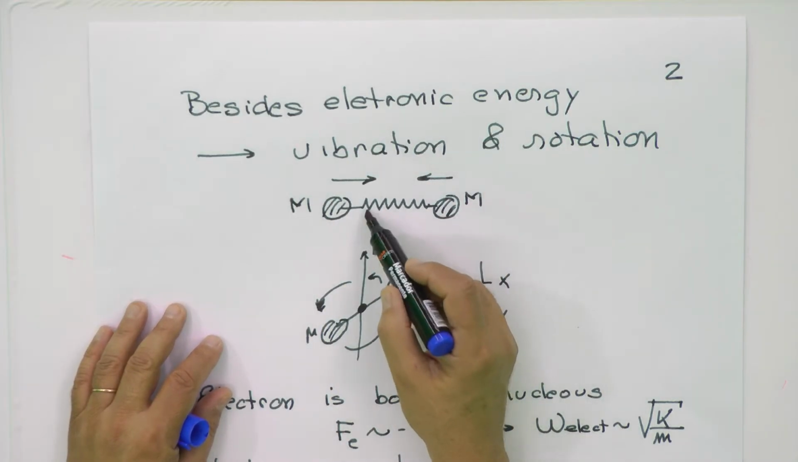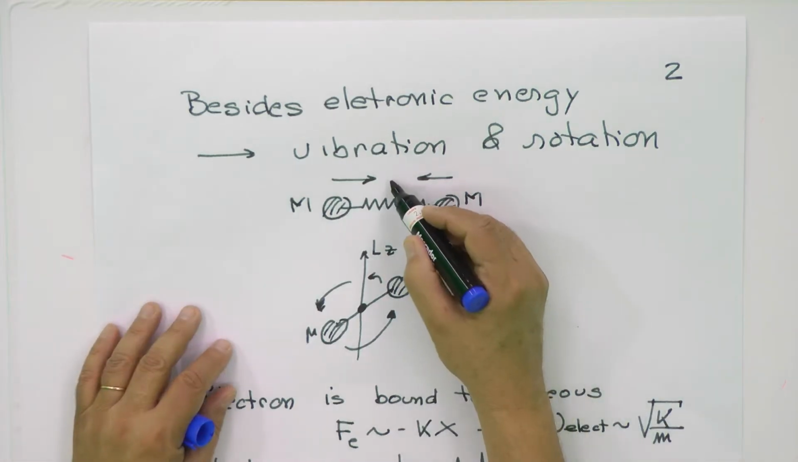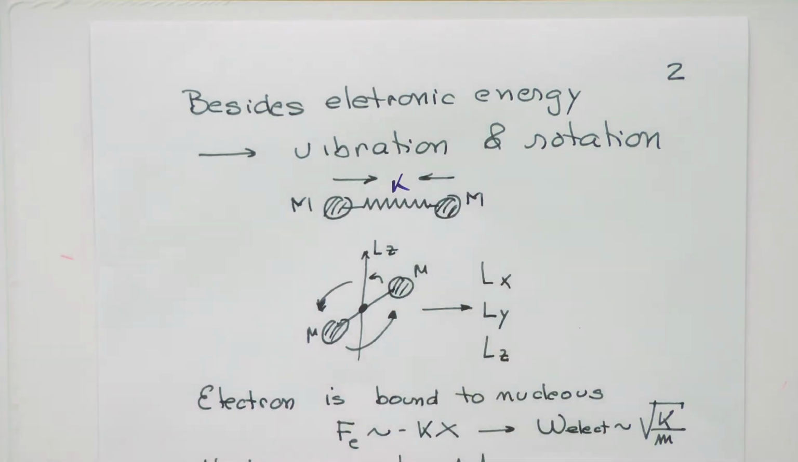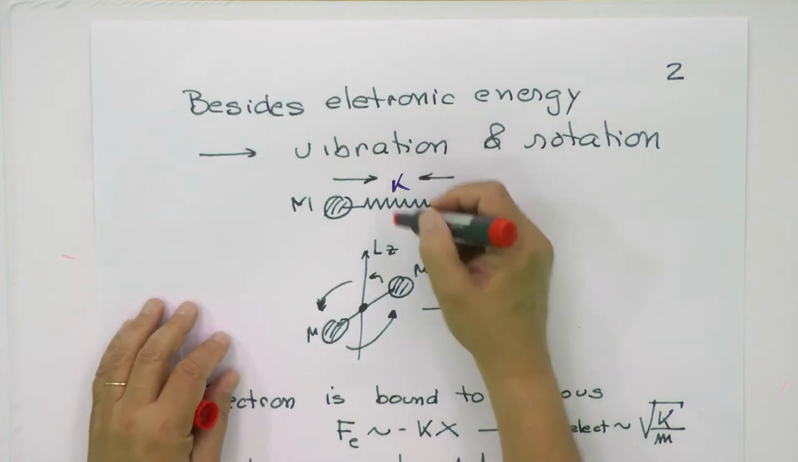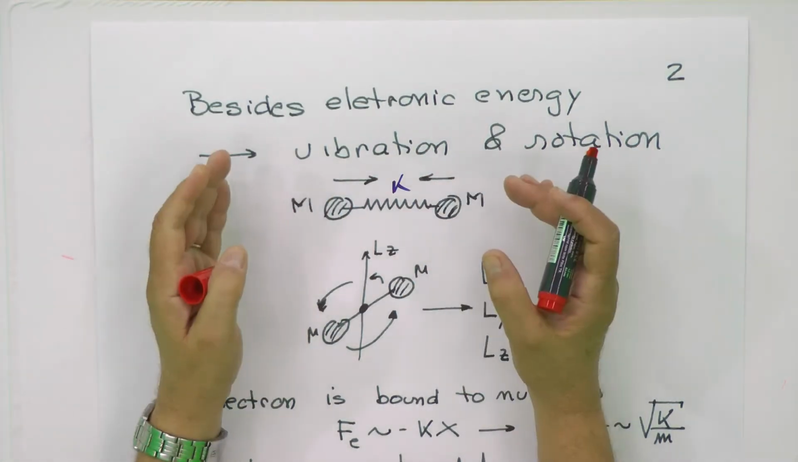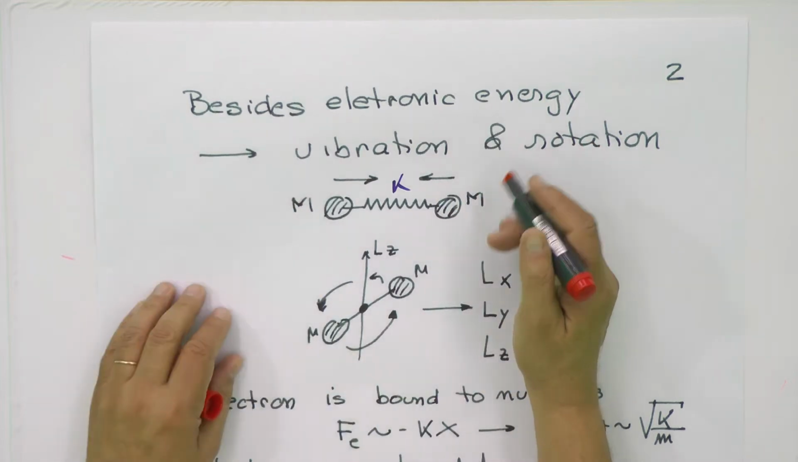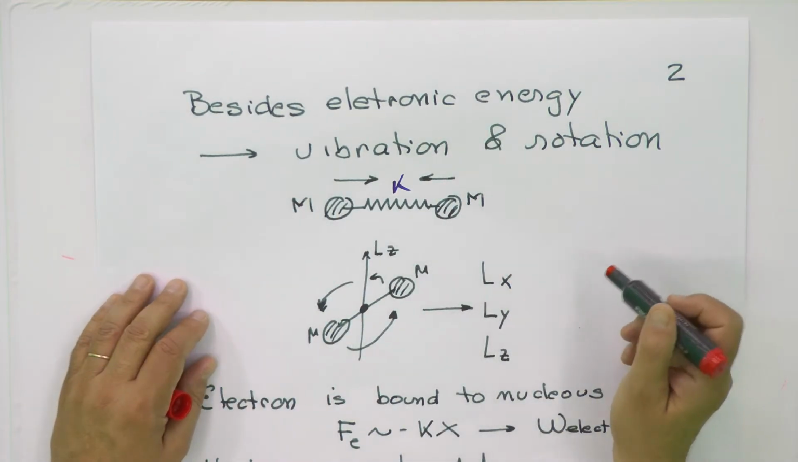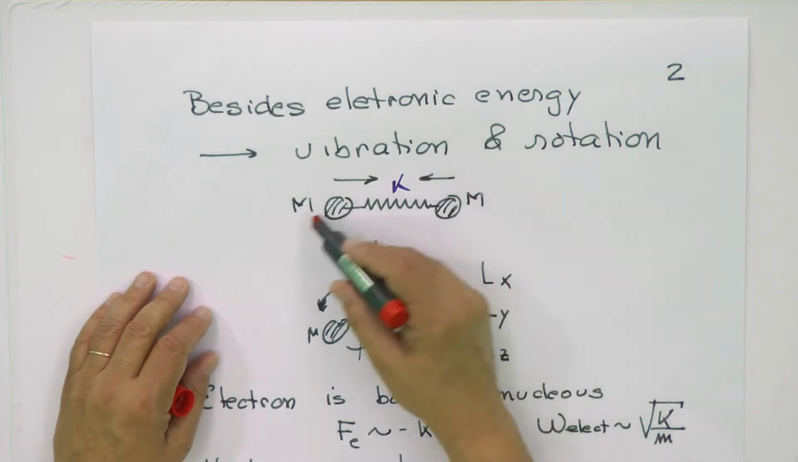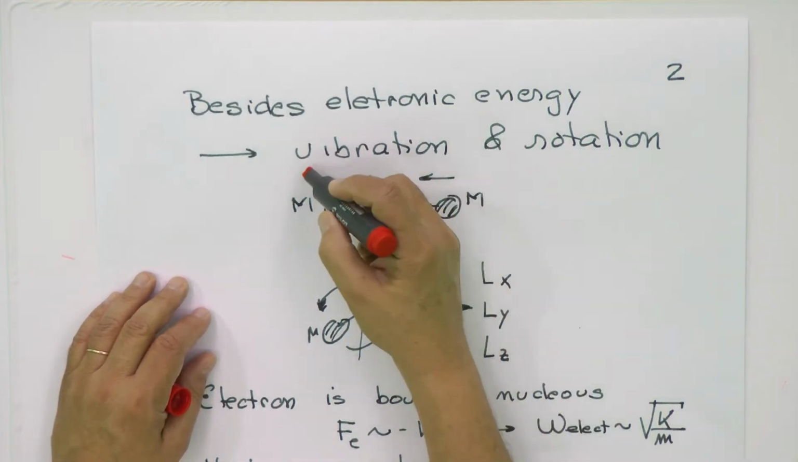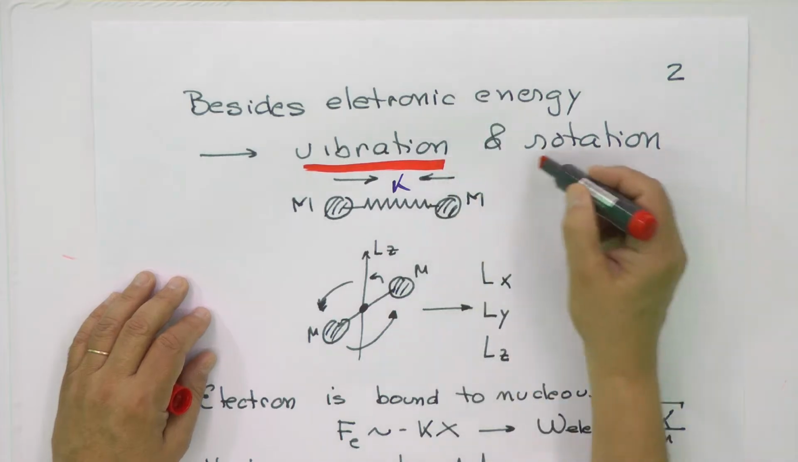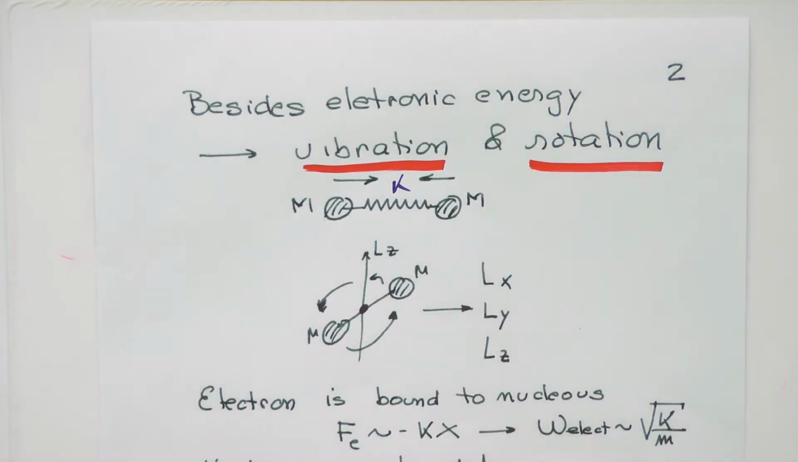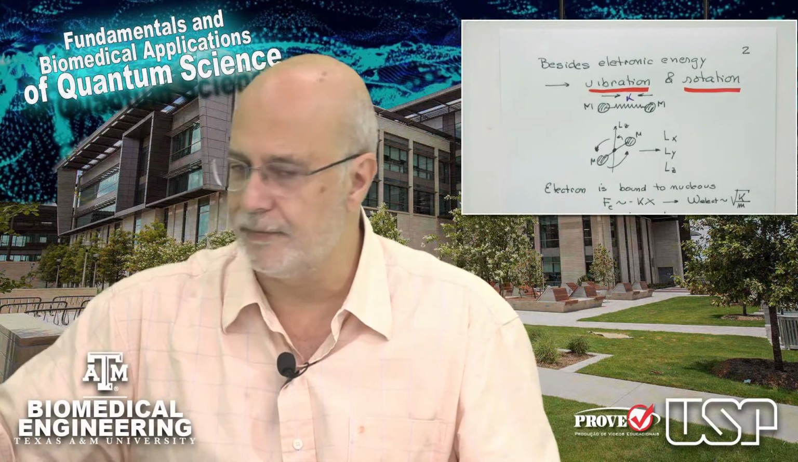So we have, because of the mass of the nuclei, and because we are bound by the electrons, something we represent by a kind of spring, right? We have a spring which has some constant, and this is binding the two masses together, the two nuclei, with mass capital M. And because this mass exists, there are vibrations and there are rotations.